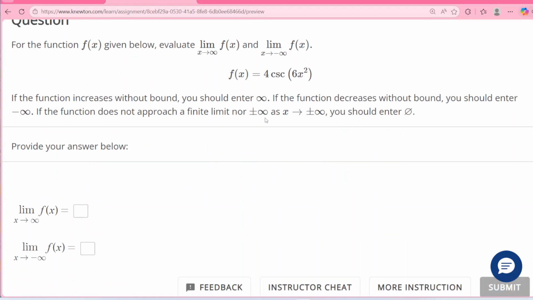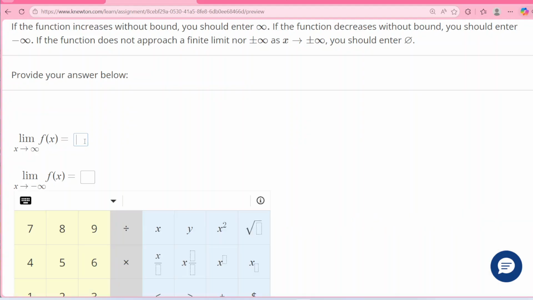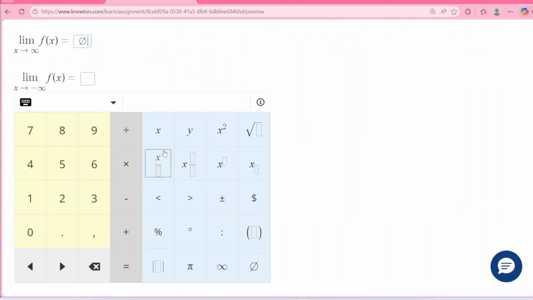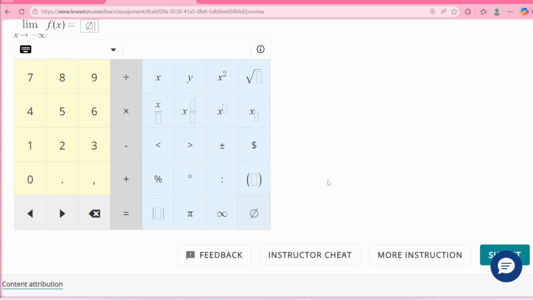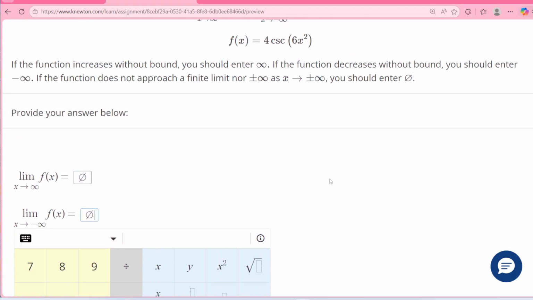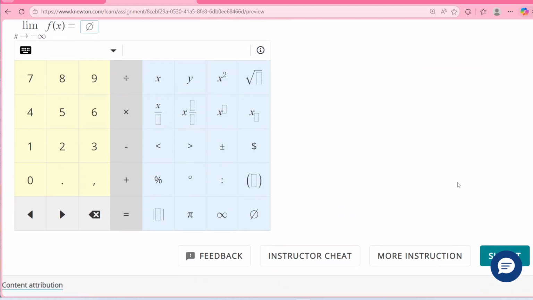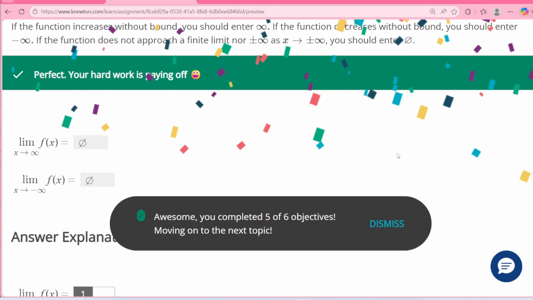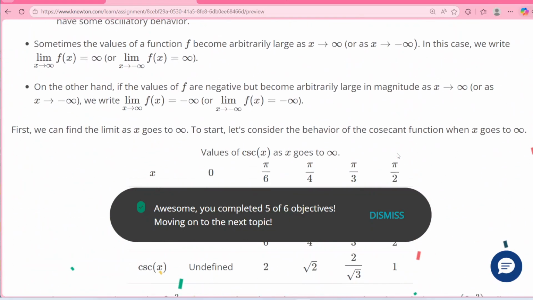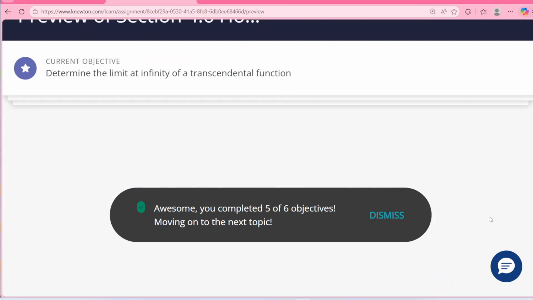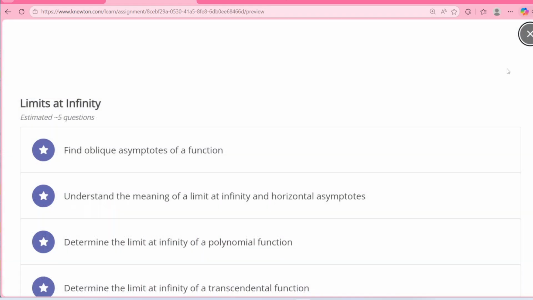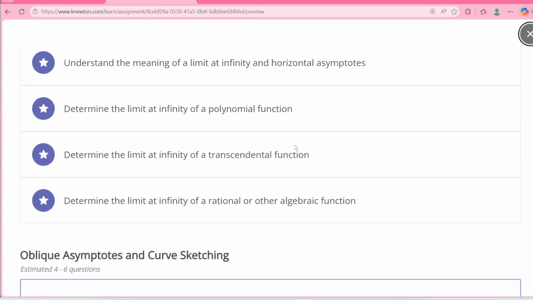Nothing specific is happening on the ends. So because of that, they would say these limits don't exist, right? You're not approaching infinity, you're not approaching negative infinity, you're not approaching 2 or some finite value. So this is one of those where you enter the circle with the slash symbol, the empty set symbol, to indicate that the limit doesn't exist. All right, cool. So those are all the objectives on that first heading, the limits at infinity.